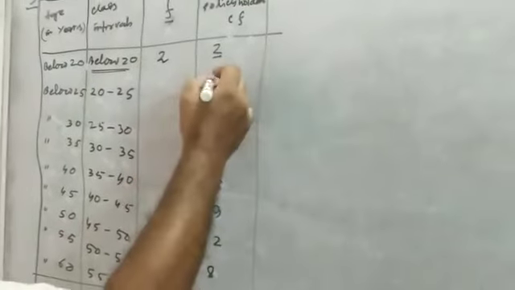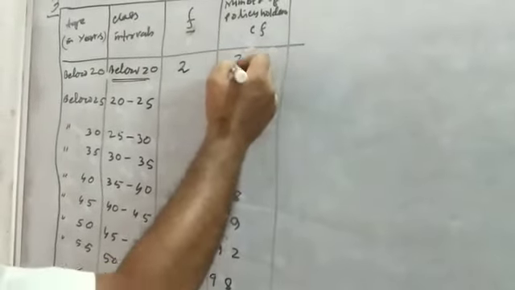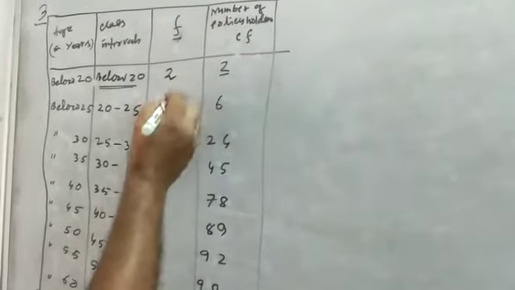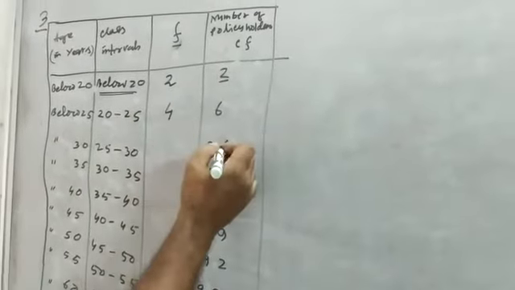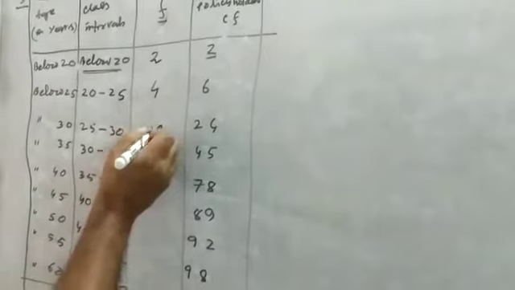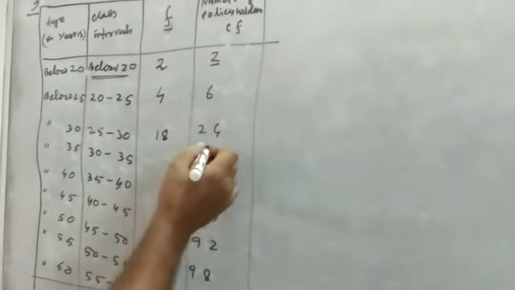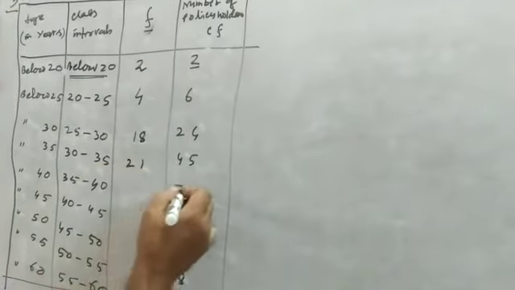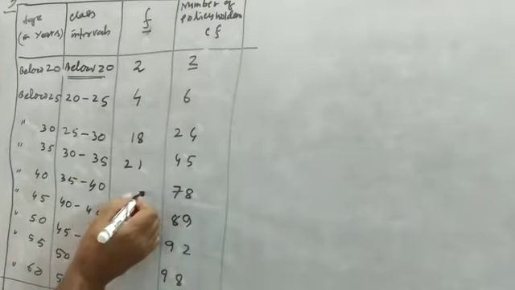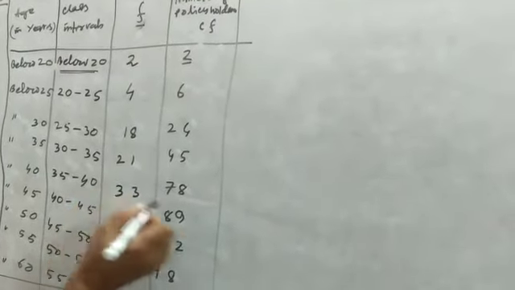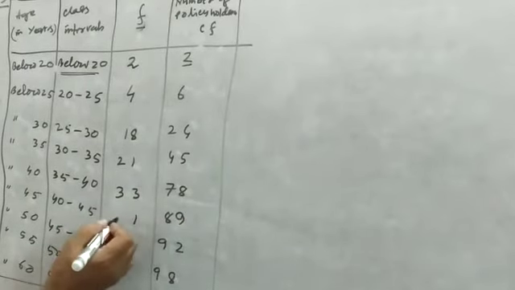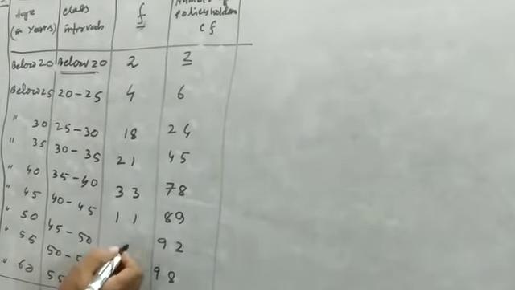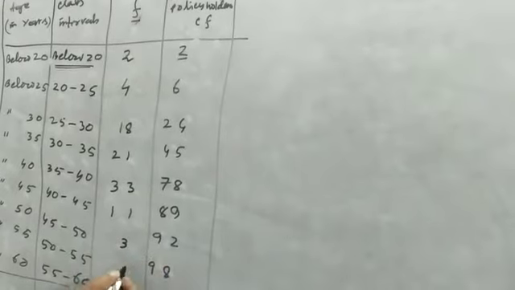The next one is 6 minus 2. Two consecutive terms we subtract: 6 minus 2 is 4. Then 24 minus 6 is 18. Then 45 minus 24 is 21. 78 minus 45 is 33. Then subtracting the next, it is 12, then 3, then 6, then 2. Okay, so we got the frequencies.